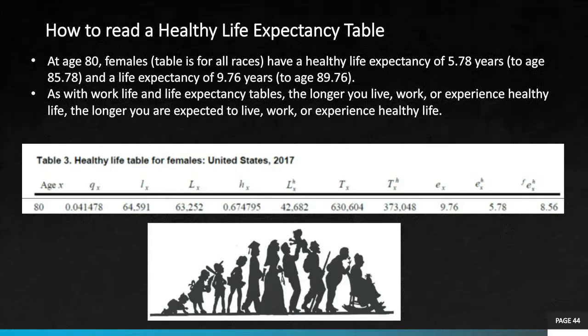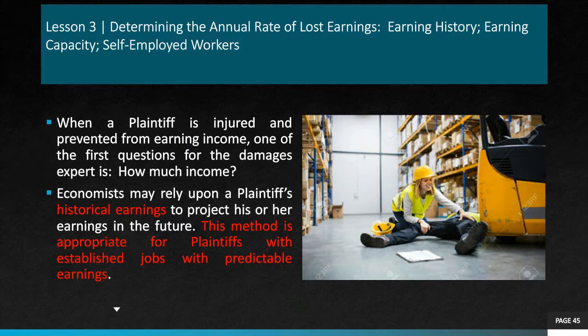Okay, now I'm going to move on to looking at measuring earnings: earning history, earning capacity, and self-employed workers. So when a plaintiff is injured and prevented from earning income, one of the first questions that the damages expert asks is how much income, but for the injury, would they have earned? Okay. And usually for established workers, somebody who had been in a job for a while and was expected to remain in that job, we would look at their past W-2s or the historical earnings, maybe take a look if they were going to be promoted, what kinds of wage increases they would receive, and we would rely on that. Okay, so those are appropriate for plaintiffs with established jobs with predictable earnings.